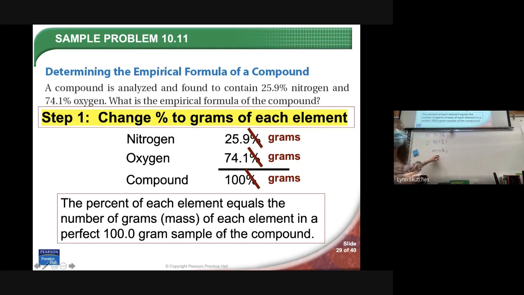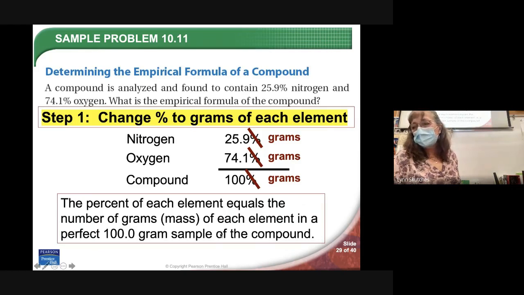So if we had a magically perfect sample of exactly 100 grams of this compound, 25.9 grams of it would be nitrogen, 74.1 grams would be oxygen. Easy enough, right?